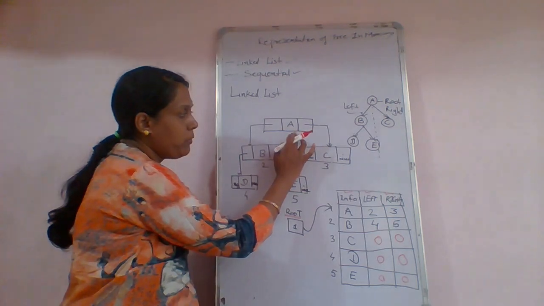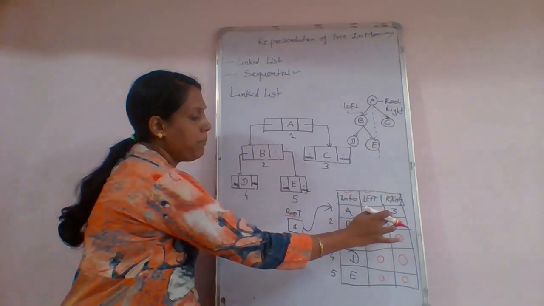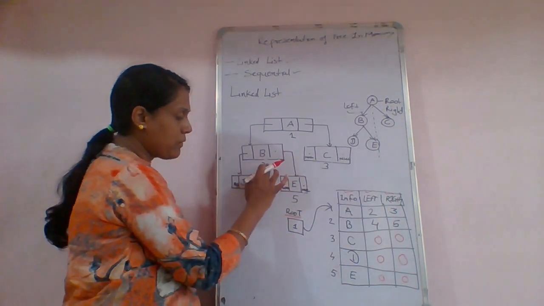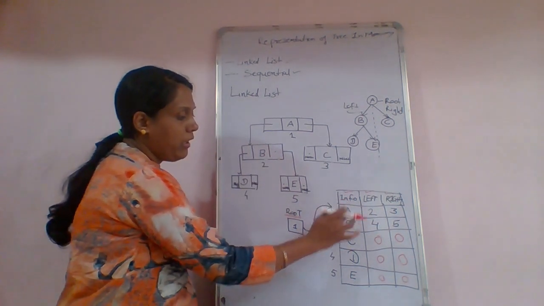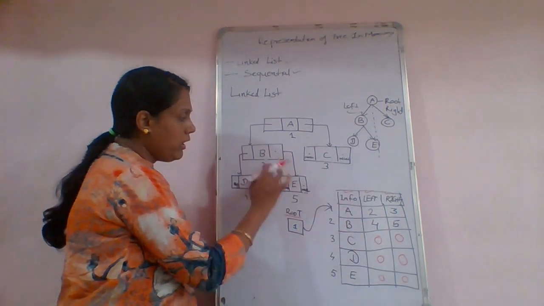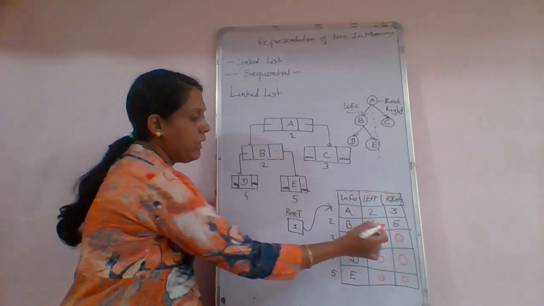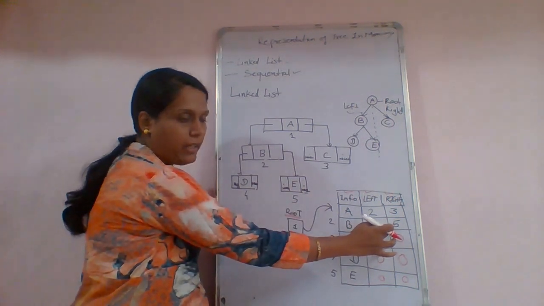So the info part of the first node is A, and the left part of these 2 and the right part of these 3. Then when we come to the second node, that is this one, the info part of this node is B. So we have written info is B. For these 2 nodes, the left node is 4 and the right node is 5. So we have written the 4 and the 5 in the left and right.